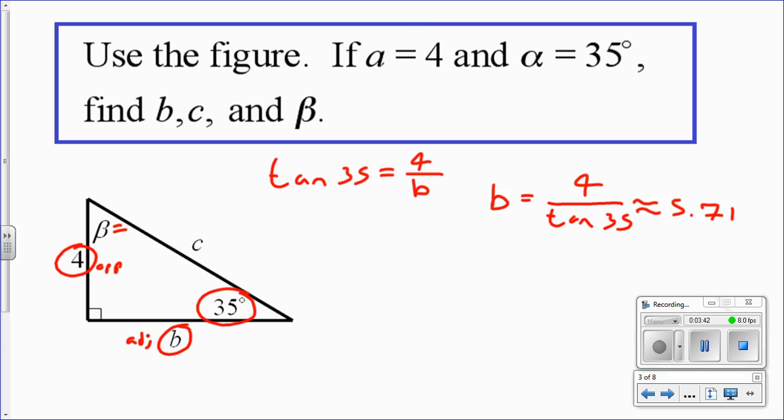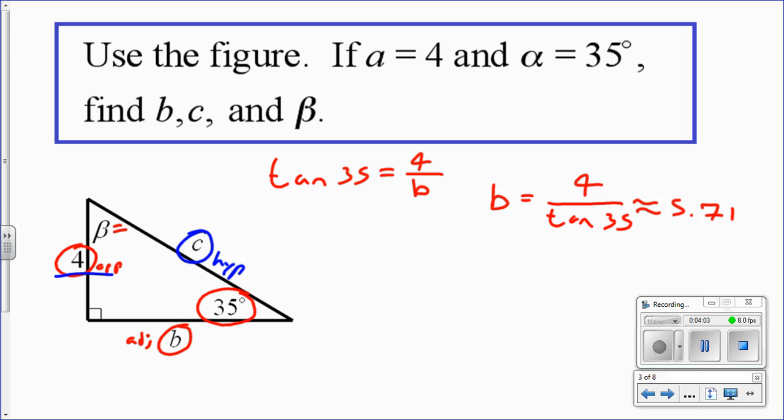We can go ahead and find c. We're always going to have options here with different ways to find them, but again, I don't really want to use b in case I did that calculation wrong. I want to use what I'm given. So here, I'm going to use, again, it's still opposite. Now I have hypotenuse. Well, what deals with opposite and hypotenuse?